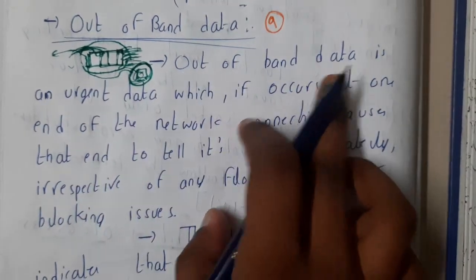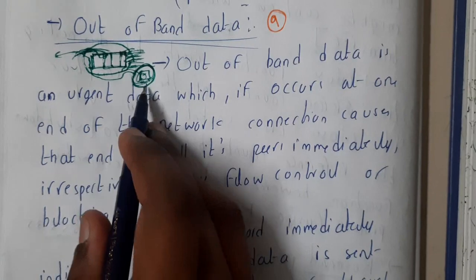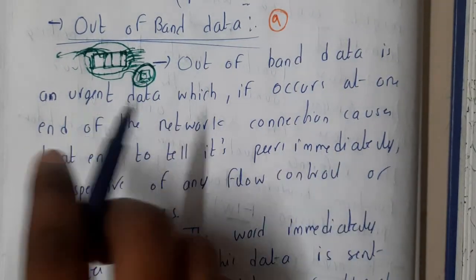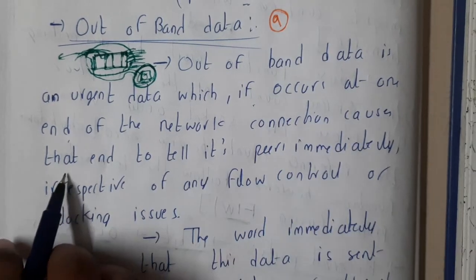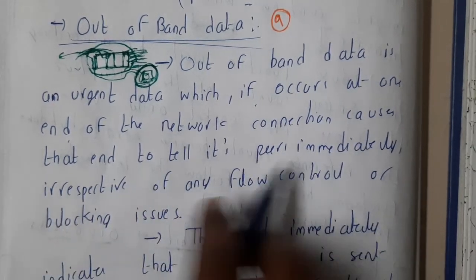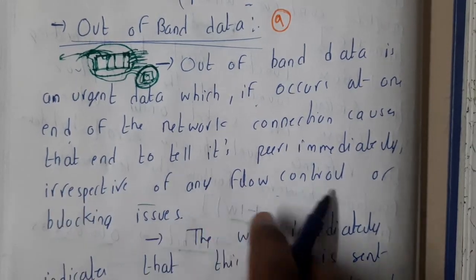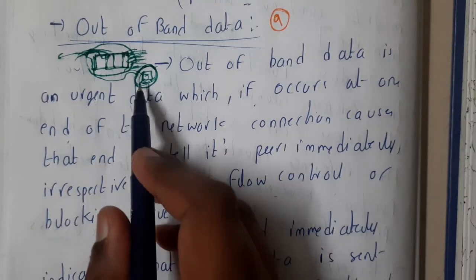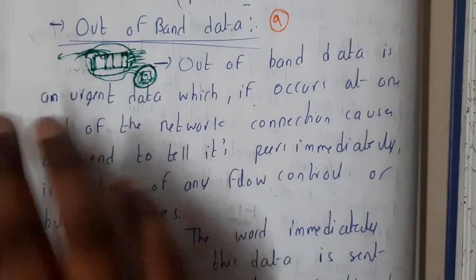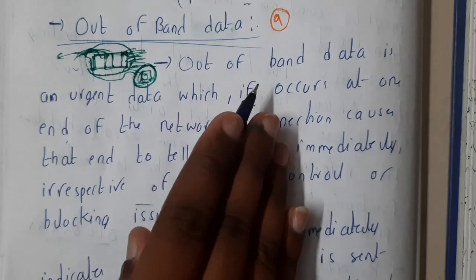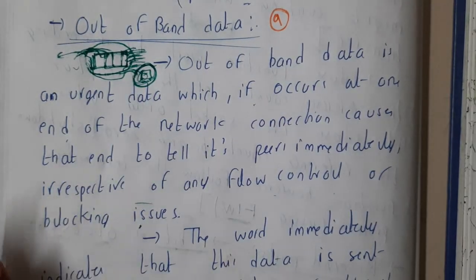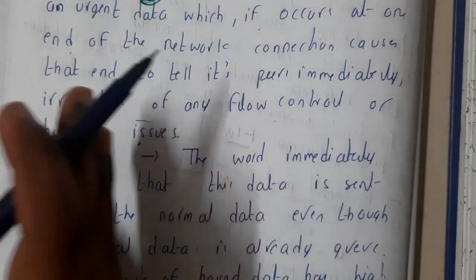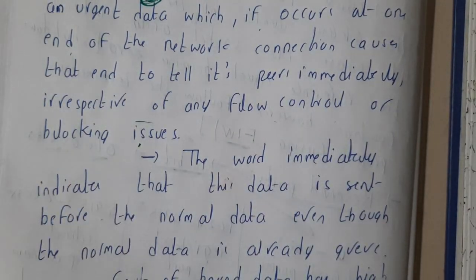Out of band data is urgent data. It is important data which should be sent right now, which, if it occurs at one end of the network connection, causes that end to tell the peer immediately, irrespective of any flow control and blocking issue. Even if it is blocked, it will push as far as the next node, and that node will push to the next node, and so on until the destination.